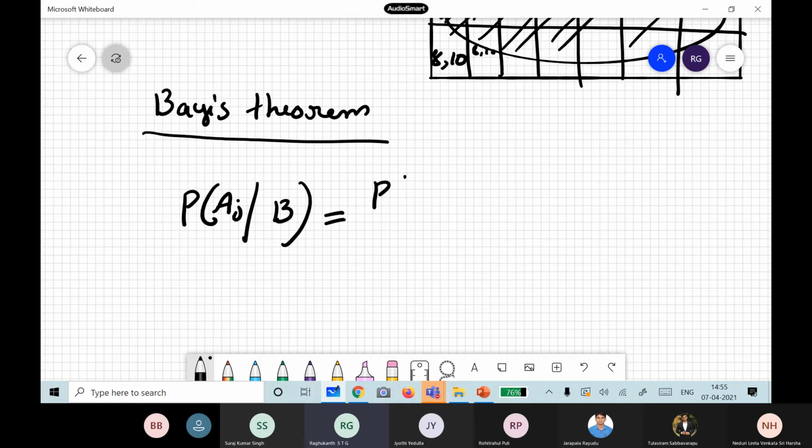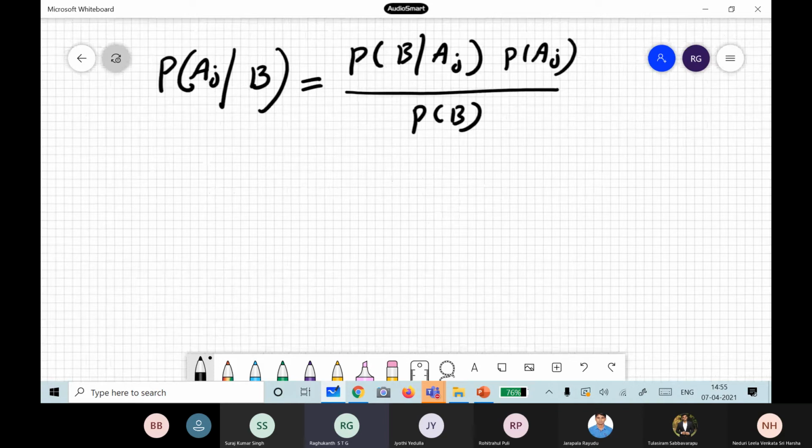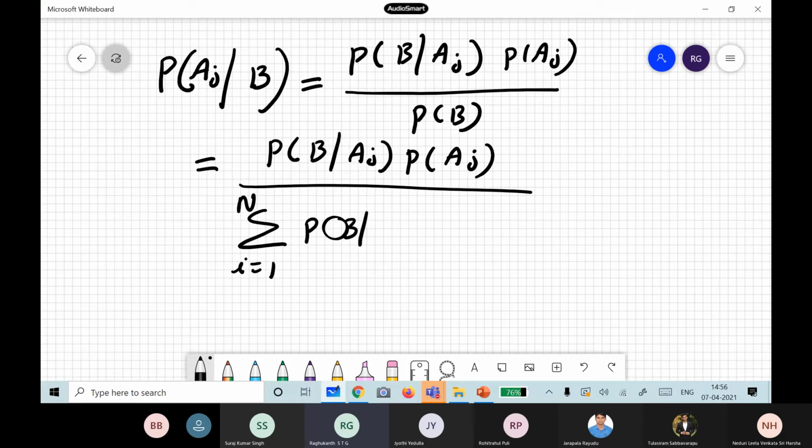So this you can write as, probability of B given Aj, P of Aj divided by P of B. Or you can also write in this format. So P of B given Aj and P of Aj divided by P of B, which anyway comes from the total probability theorem, the sum over i equal to 1 to n of P of B given Ai multiplied by probability of Ai. So this is our Bayes theorem also.